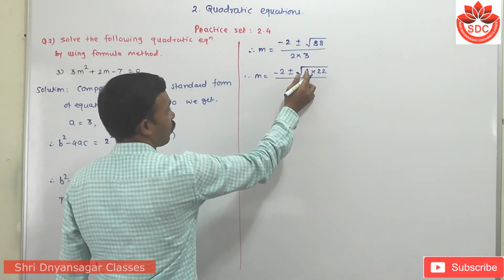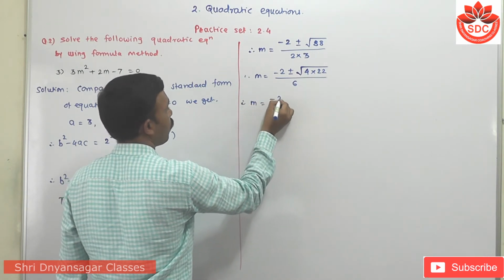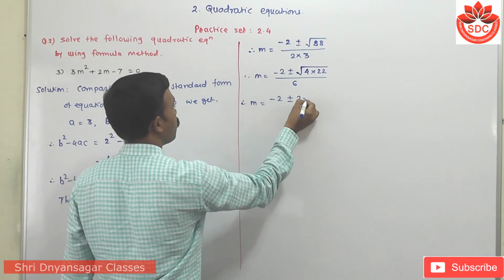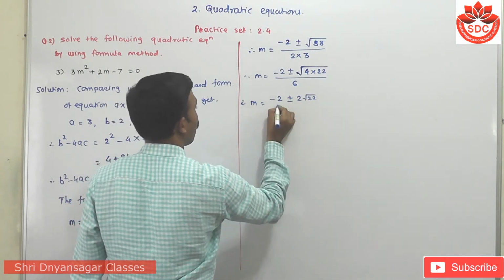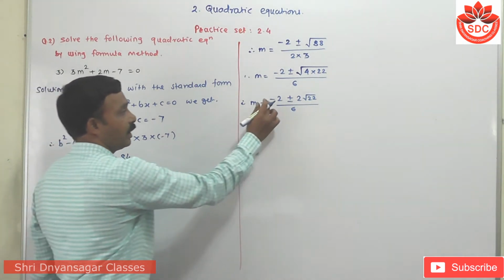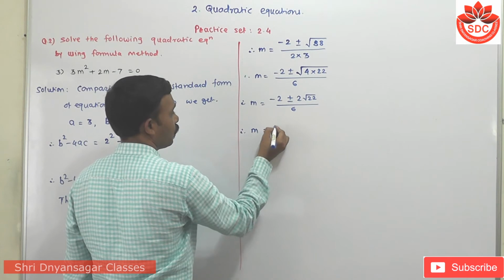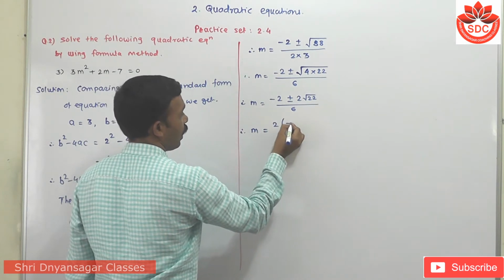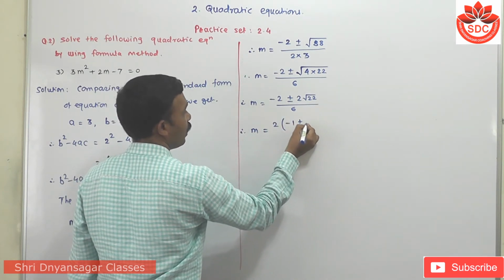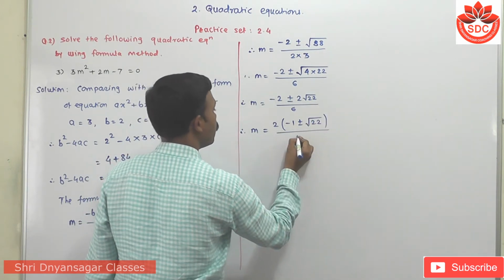Now we can find the square root of this 4. Means we write here m is equal to minus 2 plus minus 2 root of 22 upon how much? 6. Here also we take common 2. Therefore m is equal to, taking common in bracket, minus 1 plus minus root of 22 upon how much? 6.